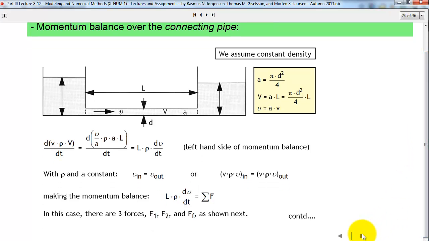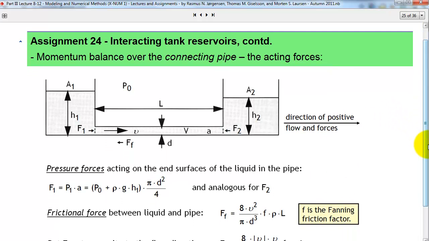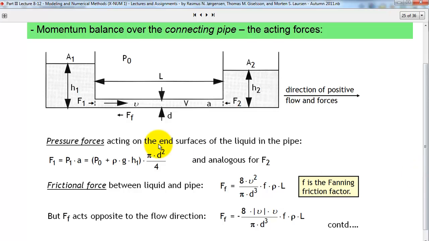So let's have a look at that. I won't go into details because it's not that difficult or different from the last assignment you made. So here you can sum up the forces. The pressure you have here is, as you've seen previously, the pressure from the atmosphere, P0. And then you have the height, the density, and the gravity. And then of course you need to know the surface or the area. And that's the same for F2. Then you have the friction, and the friction is what is happening in here. That's the kind of brake to the system. And there's a Fanning friction factor here.